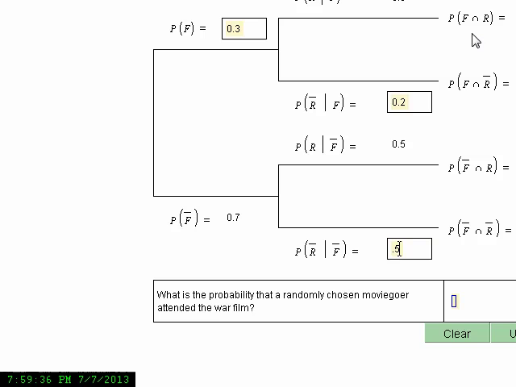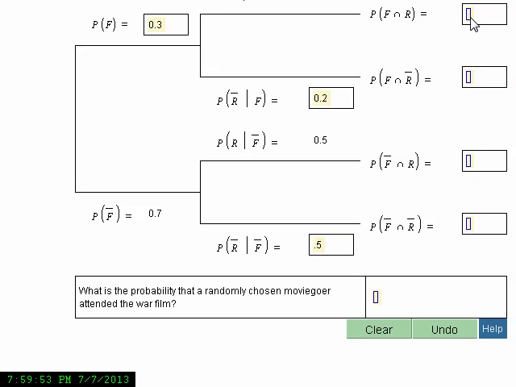And then in order to get the probability for both a female and liking the romantic comedy, it turns out it would be 0.3 times 0.8. And 8 times 3 is 24, so you get 0.24 for this one. And then 0.3 times 0.2 is 0.06. And then 0.7 times 0.5 is 0.35. And then 0.5 times 0.5, again, it's going to be the same answer, because it's both 0.5.